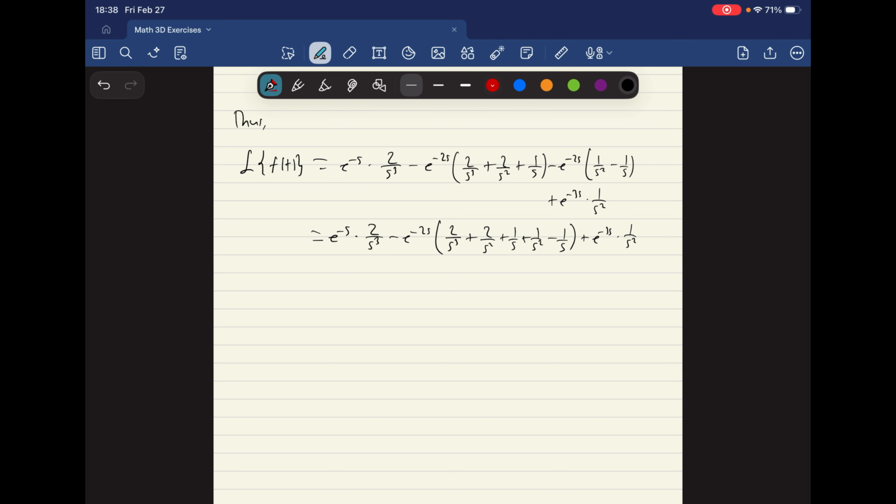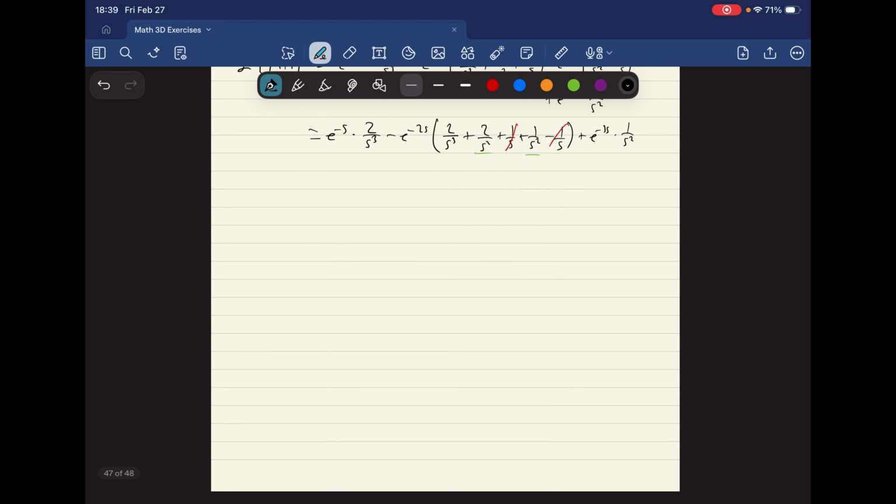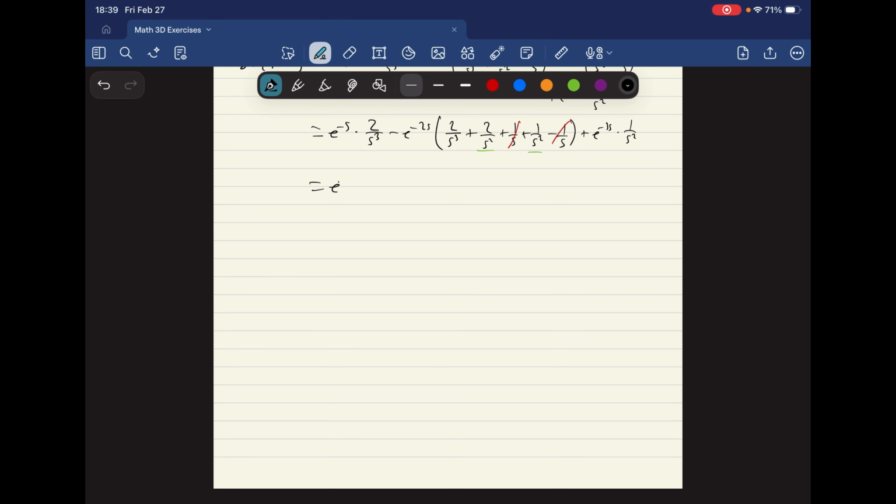But for now, okay, these terms cancel. And then 2 over s cubed and 1 over s squared become 3 over s cubed. And so this simplifies to e to the minus s times 2 over s cubed, minus e to the minus 2s, 2 over s cubed plus 3 over s squared, plus e to the negative 3s times 1 over s squared. And once again, the left side for us was originally this.